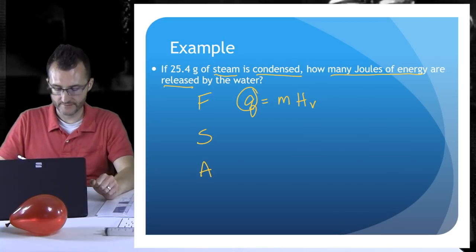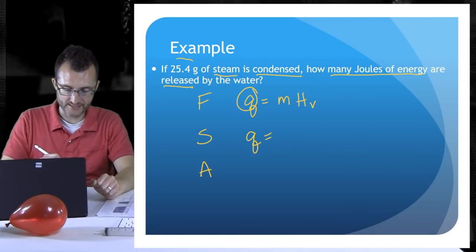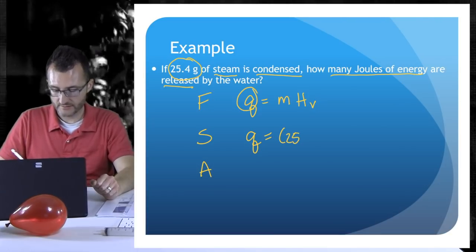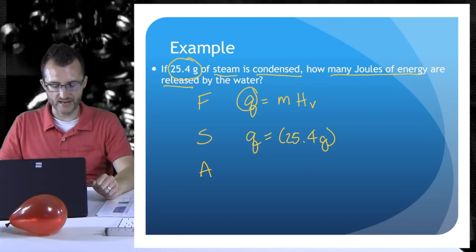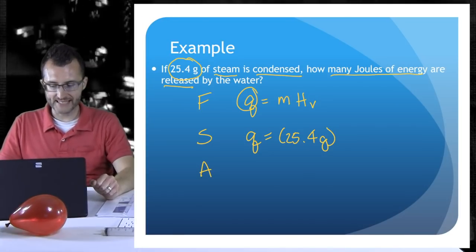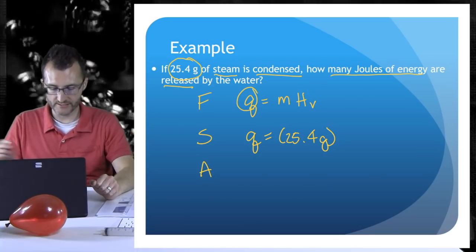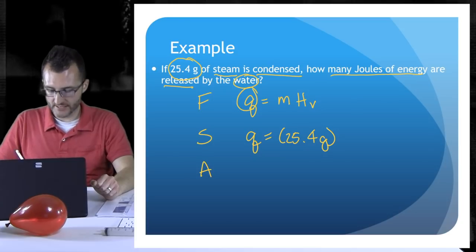All right, good. So we should have the other two variables. Does the question give us one of those? Well, I definitely have mass here. It's 25.4 grams. Good. Does the question give us the Hv value? No, but that's a constant, right? It is. So I got to go all the way back to Table B for those constants for water, right? Good. So what is the Hv value on Table B for water? Well, it's 2,260 joules per gram.